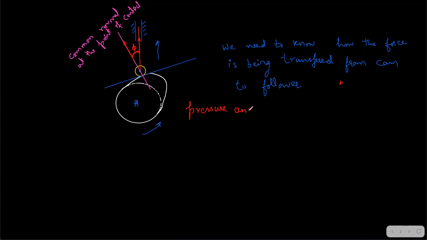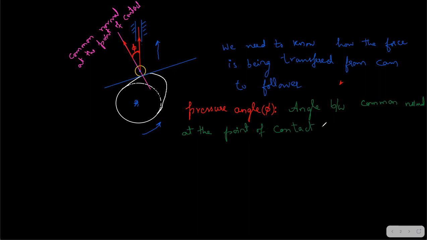Pressure angle phi. Okay, so it is the angle between the common normal at the point of contact and the follower motion. Fine. Now actually, what is the force?